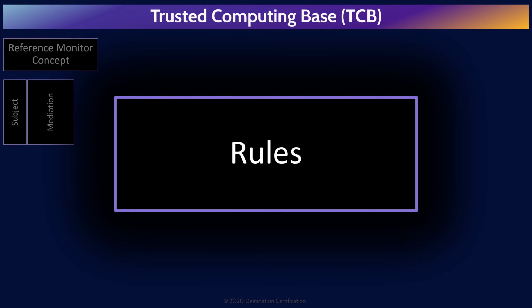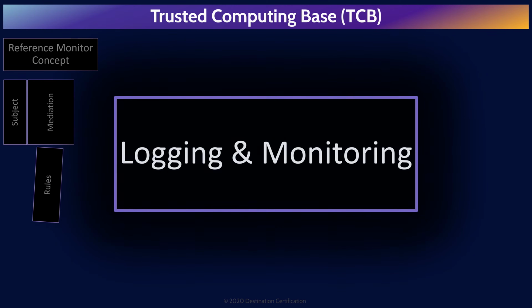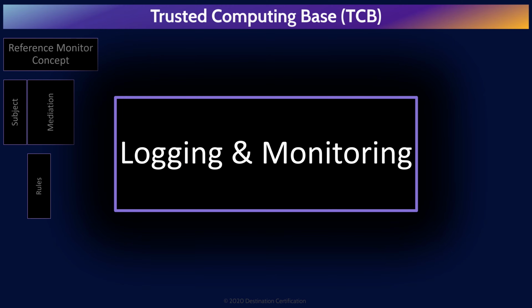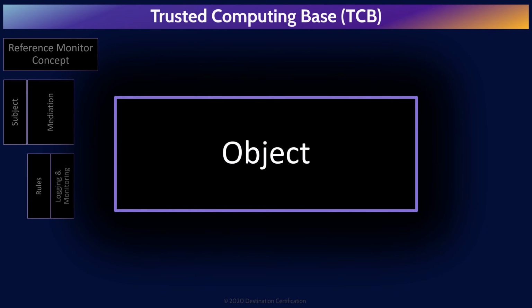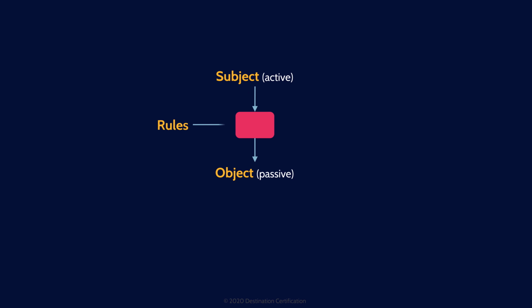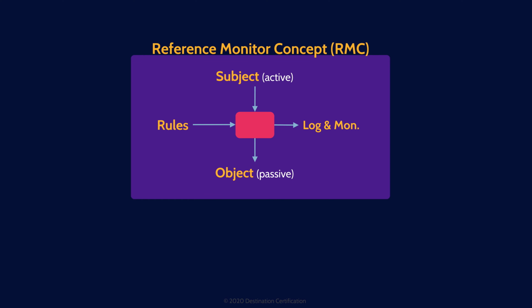That, by the way, is the functional aspect of the control. Every control should also have an assurance aspect. We need to know if the mediation is working correctly on an ongoing basis. How do we get this assurance? We log and monitor. And the final piece of the RMC is what is being accessed, the object. An object is a passive entity. The object is whatever is being accessed by the subject. So objects can be things like databases, Word files, buildings, and even other processes. And that is the RMC, a subject accessing an object through some form of mediation that is based on a set of rules. And all of this is logged and monitored to provide assurance that it is working correctly.